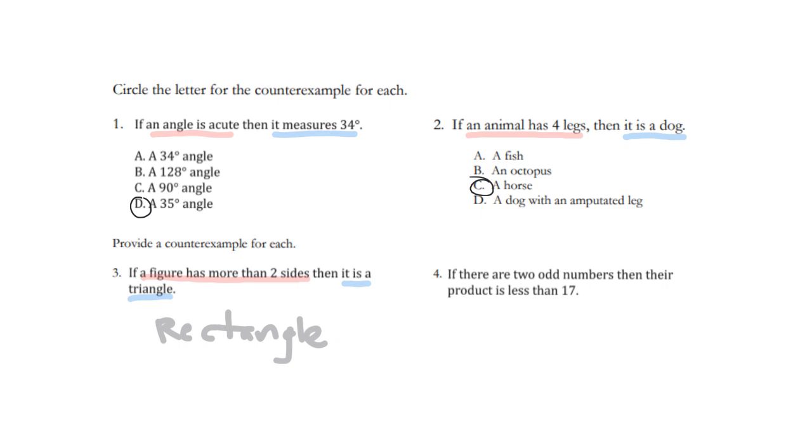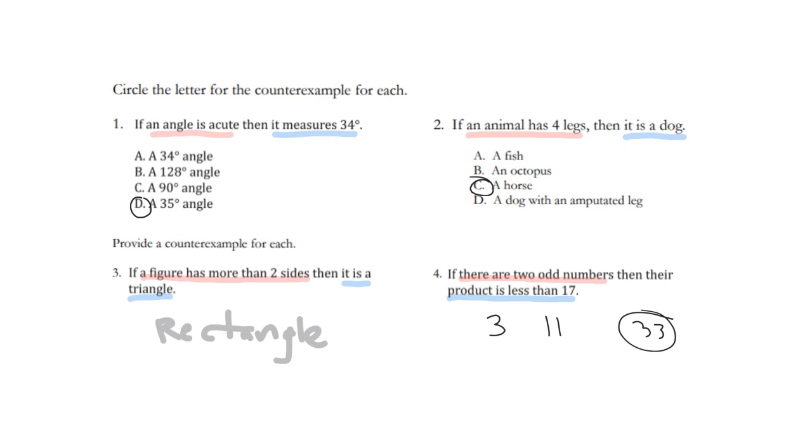And the last one on this page, if there are 2 odd numbers, then their product is less than 17. Okay, so hypothesis, there are 2 odd numbers. We have to have an example that makes that true, but the product is not less than 17. Can we do that? Sure. So perhaps you came up with your own 2 odd numbers, but let's say I chose 3 and 11. So are those 2 odd numbers? They sure are. Is their product less than 17? Well, no, because product means multiplication. And if I multiply 3 and 11, I get 33 for my product, which is not less than 17.